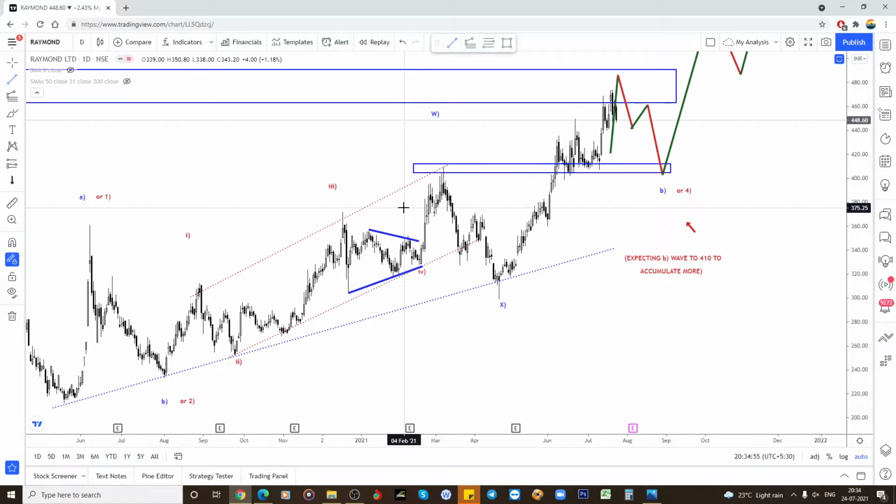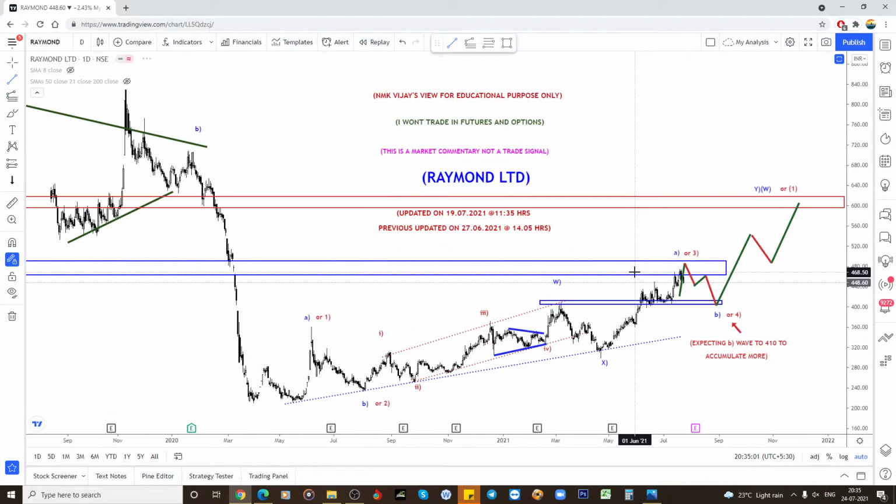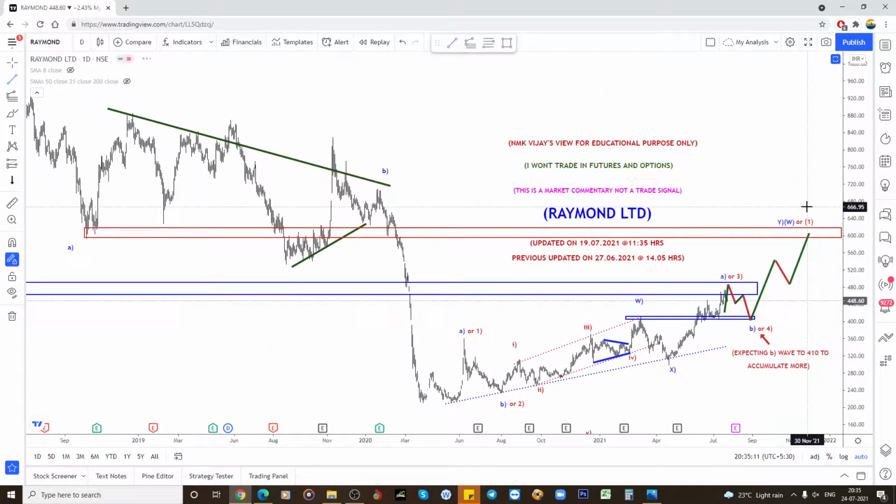So Raymond, as I said previously, this is wave 1, this is wave 2, wave 3, wave 4, and wave 5 I'm expecting. So the same thing, there is no change here. This could be the end of the third wave. I'm waiting for that fourth or A-B wave, and then one more ABC. My target is 600.